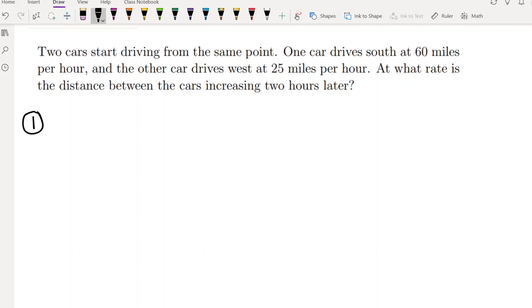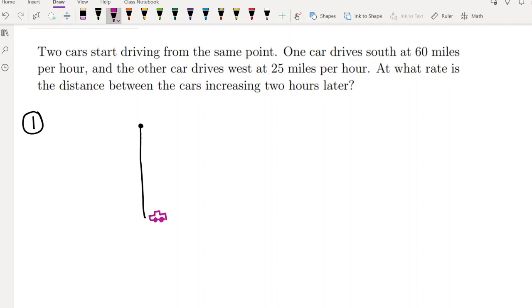Because in this situation that we have here, the cars are both moving. And it's going to be the same deal with the other questions we work on. It's a moving situation, and so we're just drawing one snapshot. Okay, so it says that the cars start driving from the same point, so I'm just going to put a point here. And one of the cars is driving south. So let's just say a certain amount of time has passed and that first car is now down here.